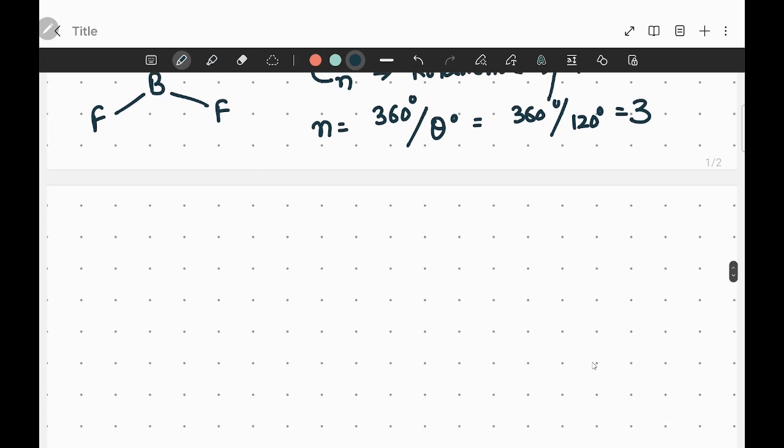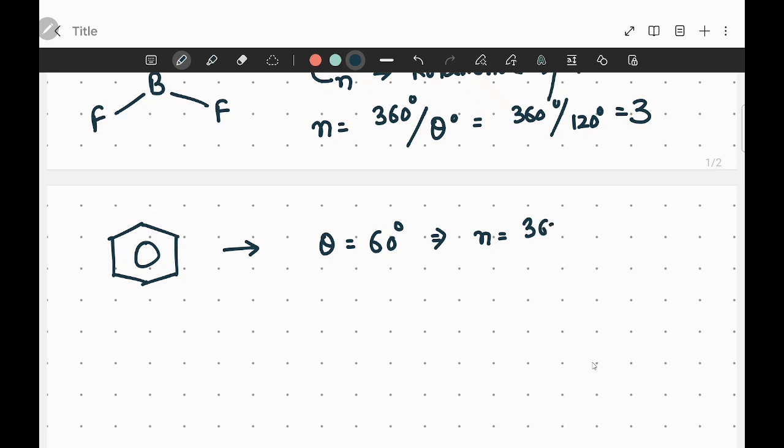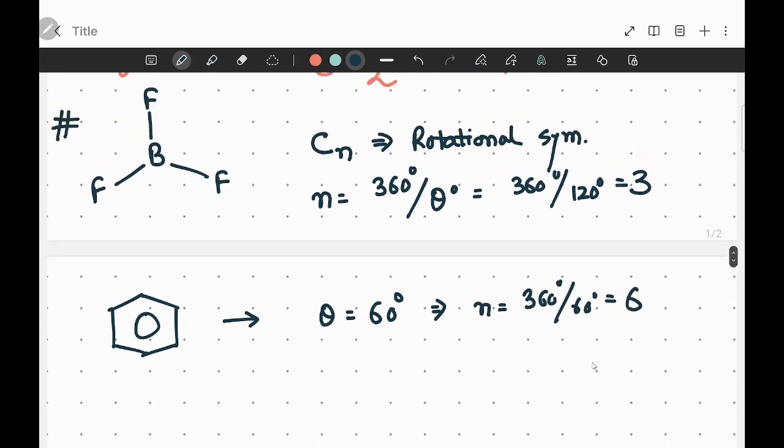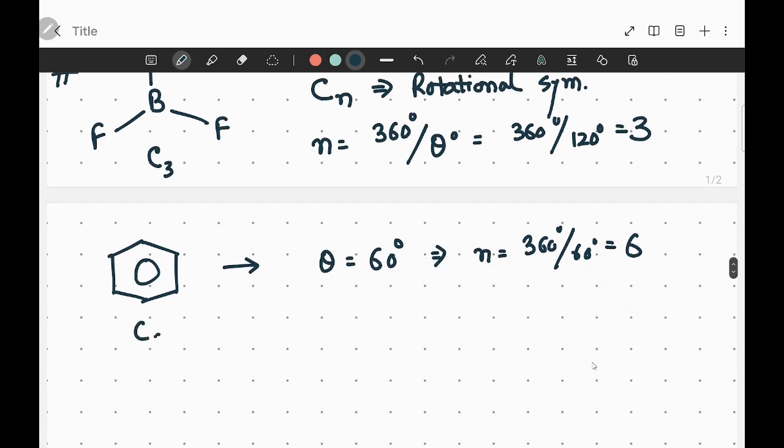Similarly, if you consider benzene, then theta should be 60 degrees. So n you can calculate, it should be 360 by 60. It is 6. So here the symmetry element is C3. Here it is C4. This is C6, sorry, rotational symmetry.